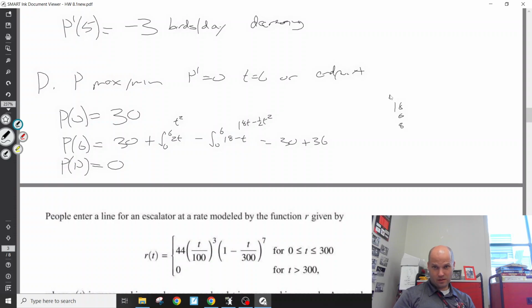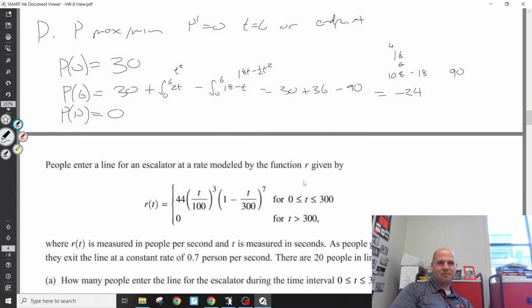108 minus 36 divided by 2, 18. 108 minus 18, 90. Yep. We have negative, that's 66 minus 90. We have negative 24 birds. Fantastic. All right. Bad question, bad design, but execution's fine.